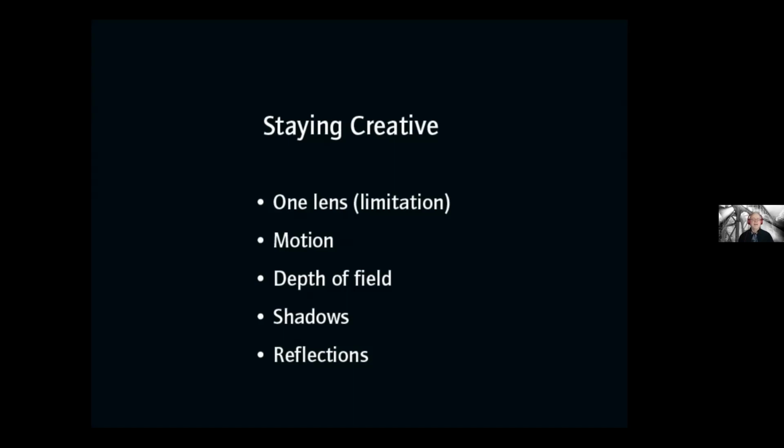Photograph motion. Learn to photograph motion so you can stop motion. Learn to photograph motion so you create motion blur. Depth of field: create an image where the point of the thing is the depth of field or the lack of it. Shadows are great, and they happen to be a particularly good monochrome subject. Reflections are always interesting. Both shadows and reflections open the possibility to images that evoke a different and perhaps more magical world.